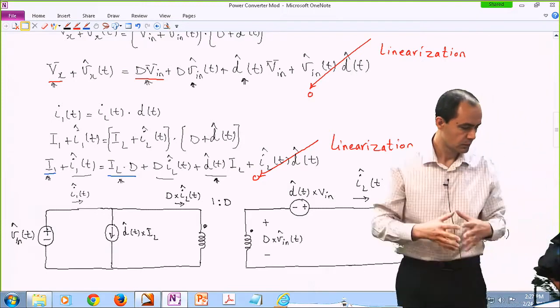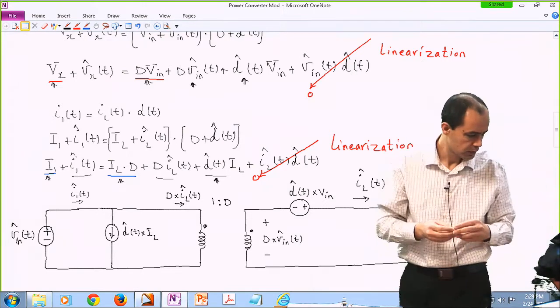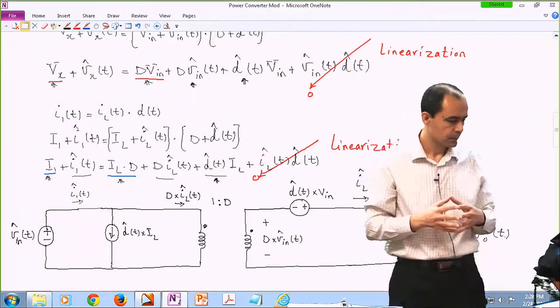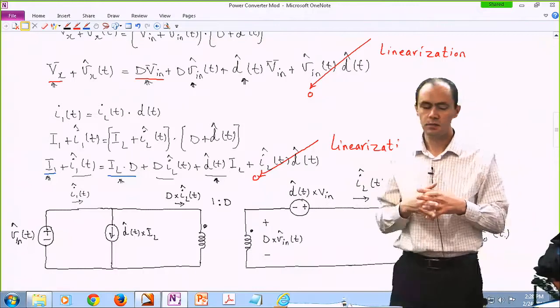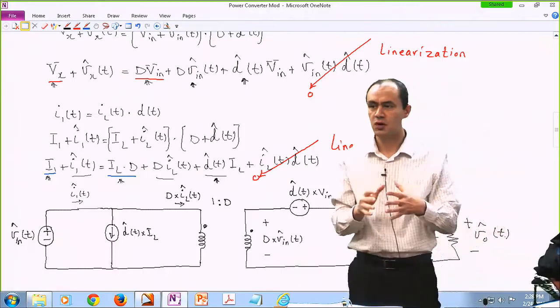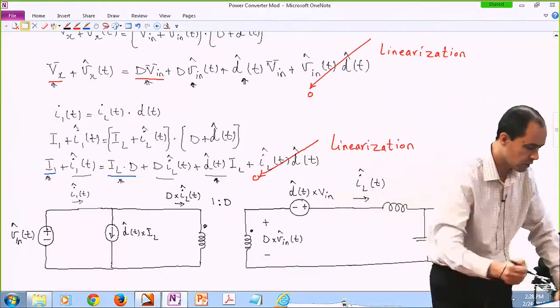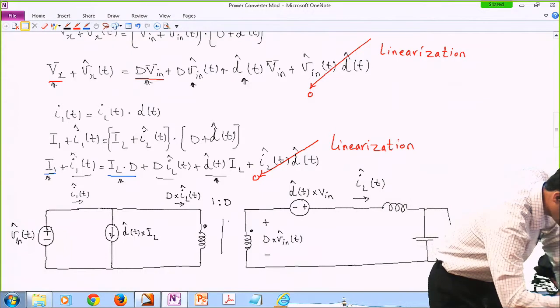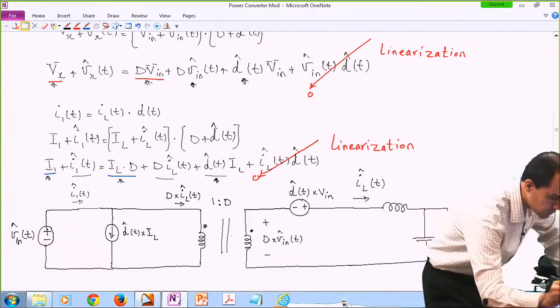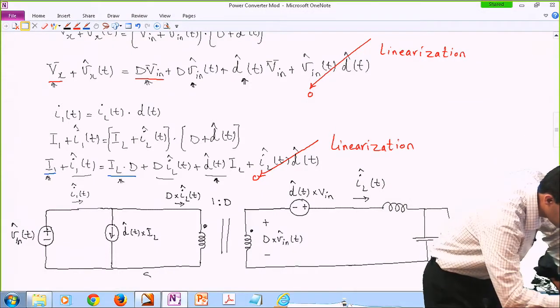Okay. All right. So this circuit model that I just drew is the small signal model representing the behavior of the buck converter. So this is a small signal model for the buck converter.